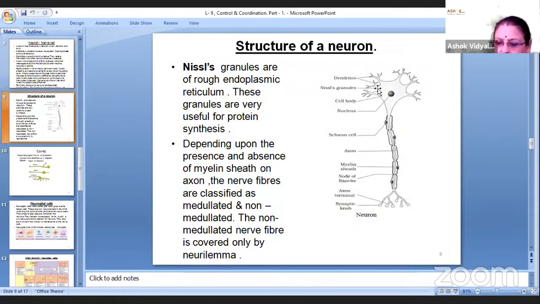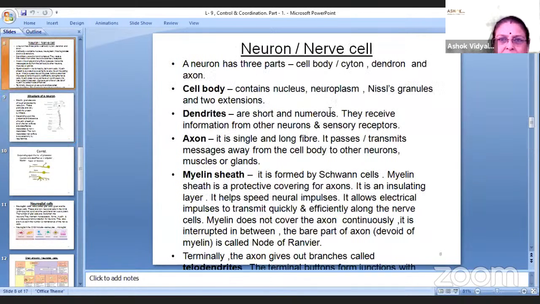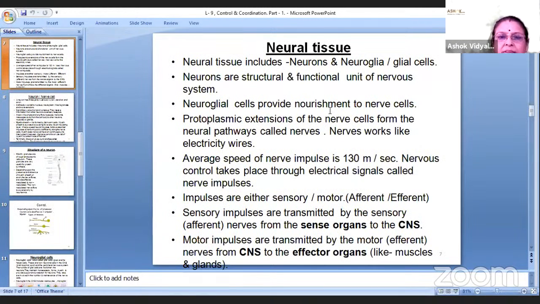See here, this is a neuron. We'll come back again later to understand this in detail. Neurons are the structural and functional unit of the nervous system, whereas the neuroglia cells provide nourishment to the nerve cells. Understand this. Neurons are also otherwise known as nerve cells, and neuroglia cells are also known as glial cells.